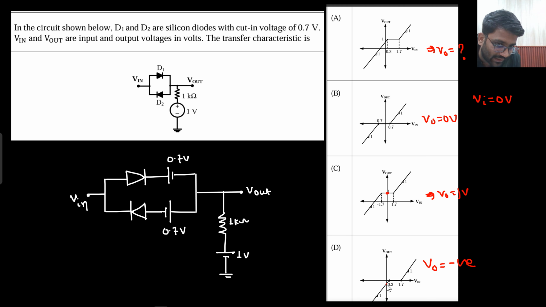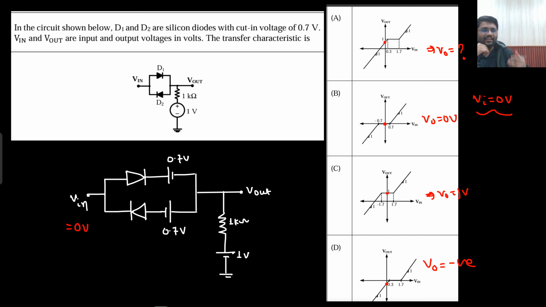Here, somewhat lesser than 0. Here, somewhat lesser than 1. And here I am getting a perfect 0. Here I am getting a perfect 1. That means when V in equals 0 volt, in all the 4 options you are getting different outputs. So what I would do, I would simply put V in equals 0 volt and analyze it. Whatever output you get, based on that I will click on the option. That's it. Is that clear to you?